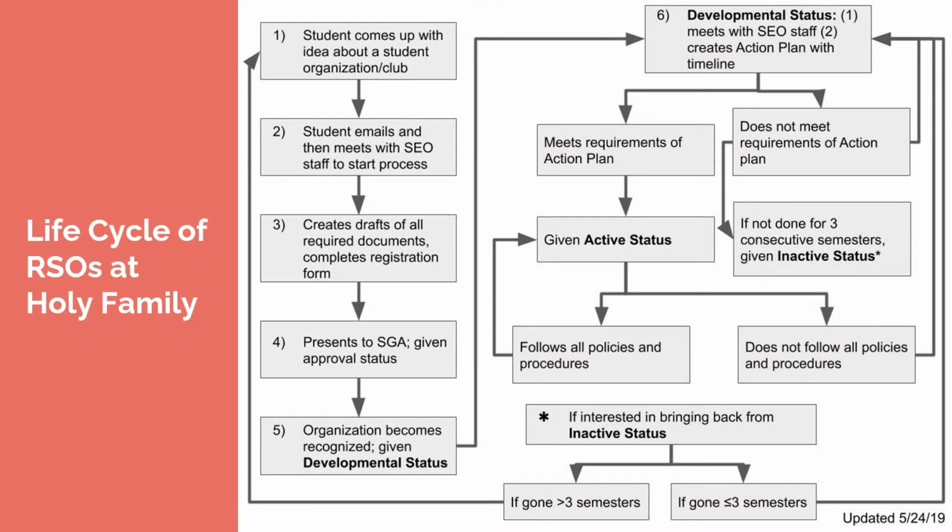The Student Engagement Office has created what is called the life cycle of RSOs. This life cycle highlights an organization all the way from the inception for the RSO, through being formally recognized by the Student Government Association, through gaining and maintaining active status, and even the fluctuation between developmental and inactive status. SEO utilizes this life cycle flowchart when assigning action plan tasks, assigning sanctions to RSOs that are found responsible for violating HFU policies, or even when helping a group of students start a new organization on campus.